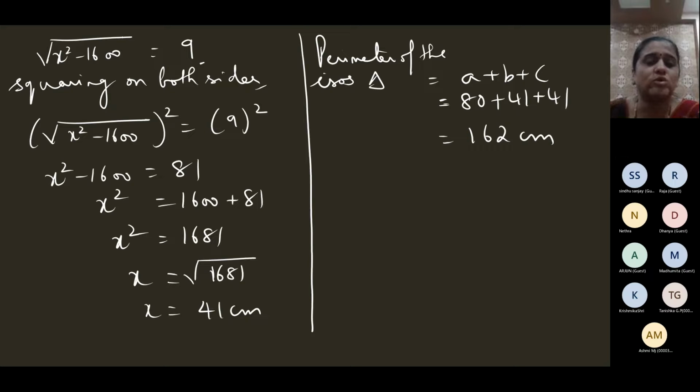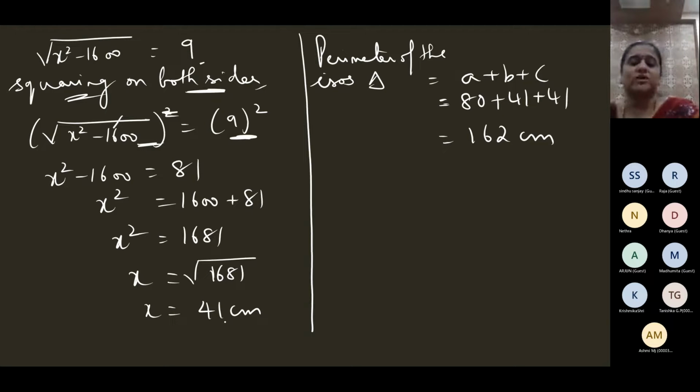So we have a square root on one side. We have to get rid of the square root. How do we get rid of the square root? Only if you get rid of the square root can you continue simplifying further. So for that, we square on both the sides. Now the square root and the square are eliminated. So we have x square minus 1600 is equal to 81.